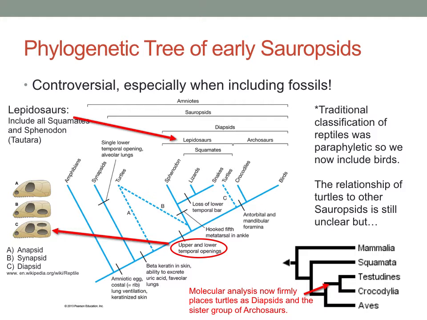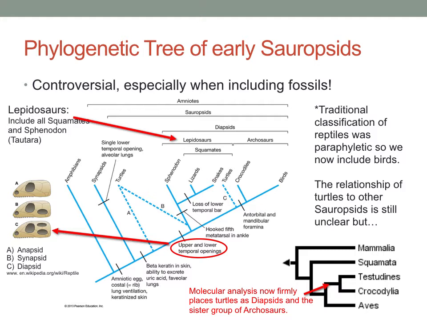Sauropsids also have beta-carotene in their skin and the ability to excrete uric acid, and they have a lung that's different than ours. It's a faveolar lung, and we'll explain that in the next lecture. We are going to be talking about turtles today, and they have basically quite a mysterious place on the phylogenetic tree. Morphological evidence has placed them in a variety of places, and it's moved forward and backwards several times just in the last 20 years.